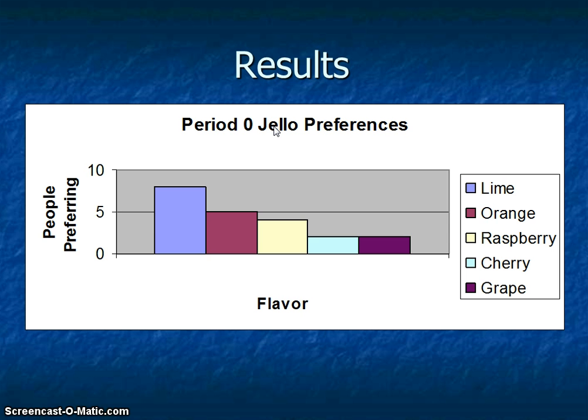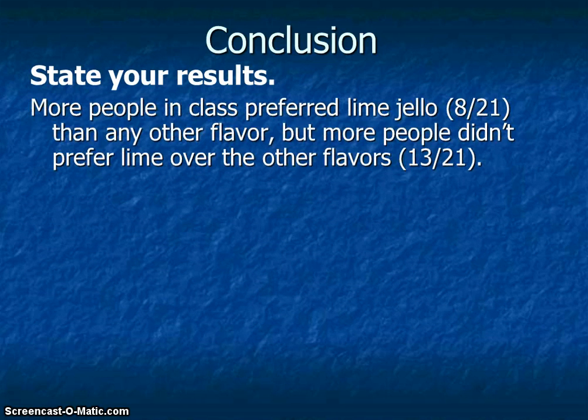When you finish that, please start the audio again so you can find out what to do with the conclusion. All right, conclusion time. The first thing I ask for is for you to state your results. You want to make sure you include some numbers in this, and it's simply listing out some of your results. So in my case, I said more people in class preferred lime jello, and in parentheses I put 8 out of 21. If you'd rather do a percentage, that's okay, than any other flavor.